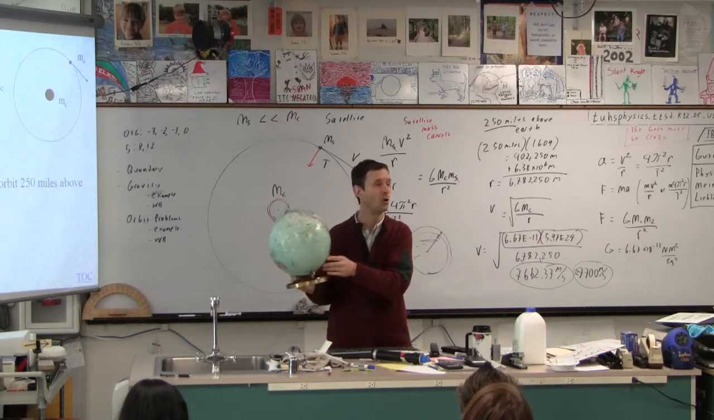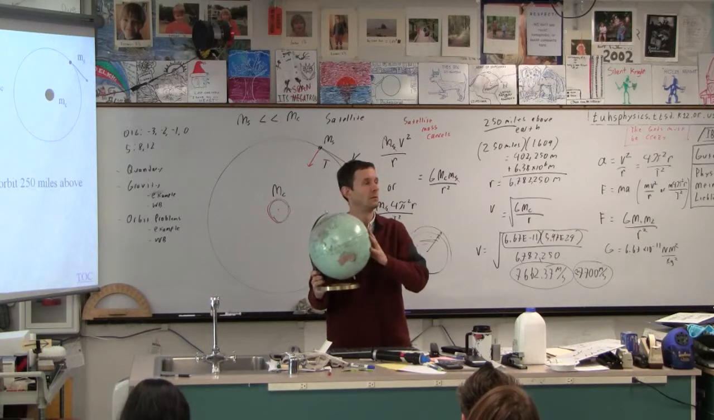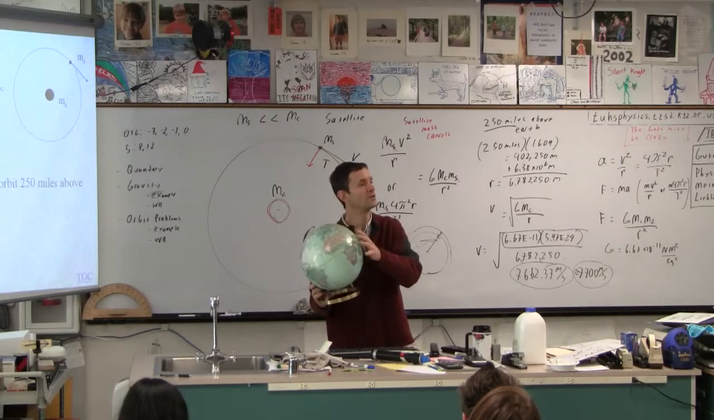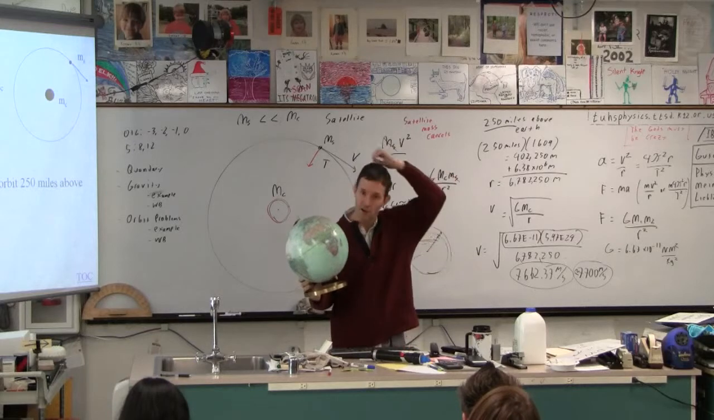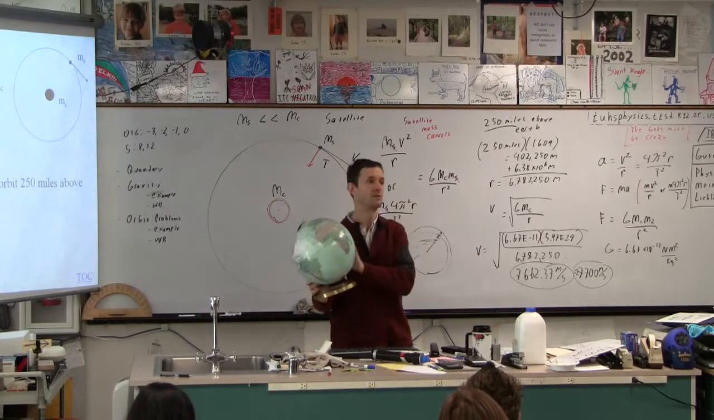Okay. What's the other orbit that's important to us? The other satellite orbit, artificial satellites, almost all of them orbit at this distance. What is that distance? Do we know?